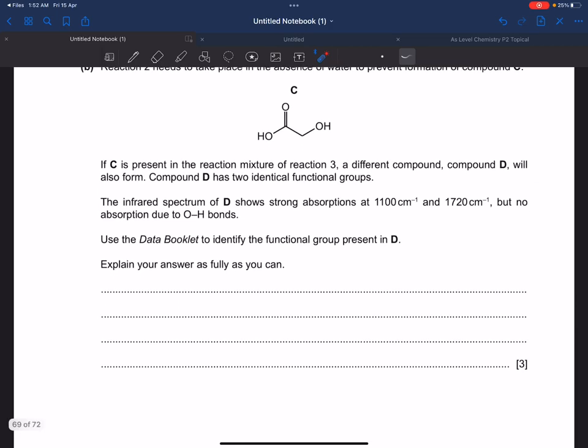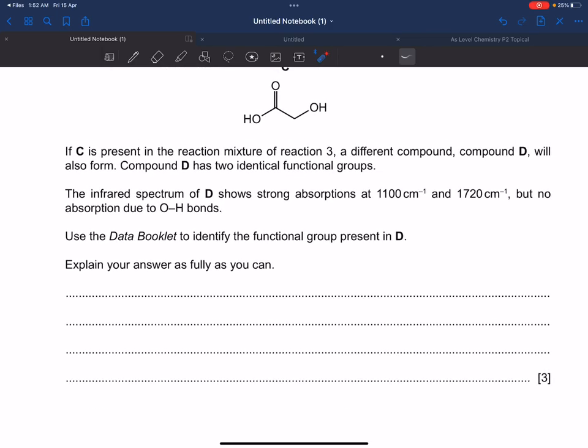Use your data booklet to identify the functional group present in D. Nothing very serious. Just got to explain why this range is there and why this range is there in compound D, using your data. So it is an ester. First of all, why? Because there's a C-O peak at 1100. Use your data booklet. The data booklet has all this information, where the peak of each bond is occurring.